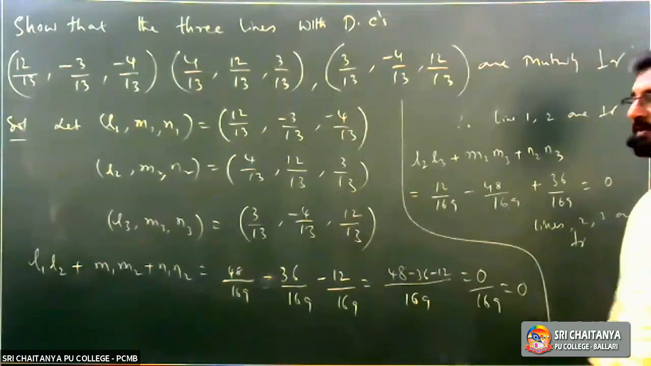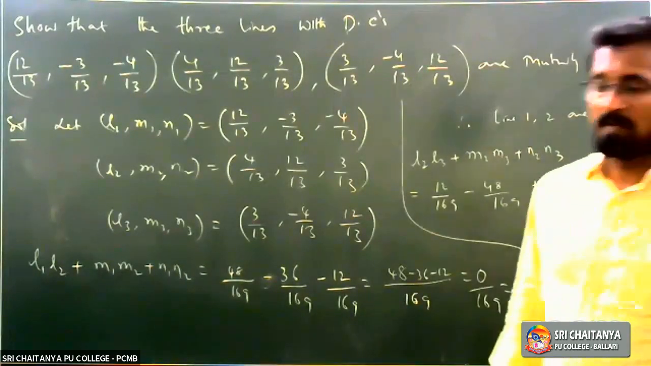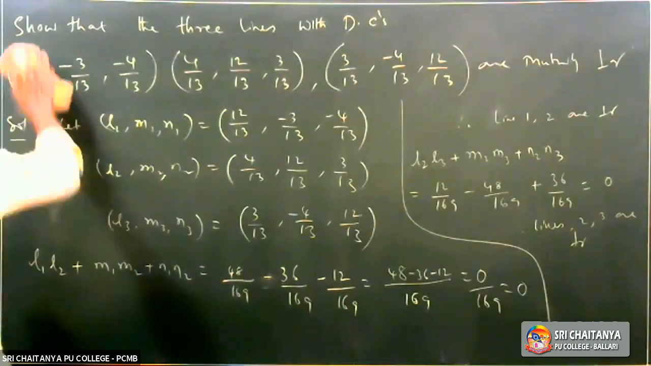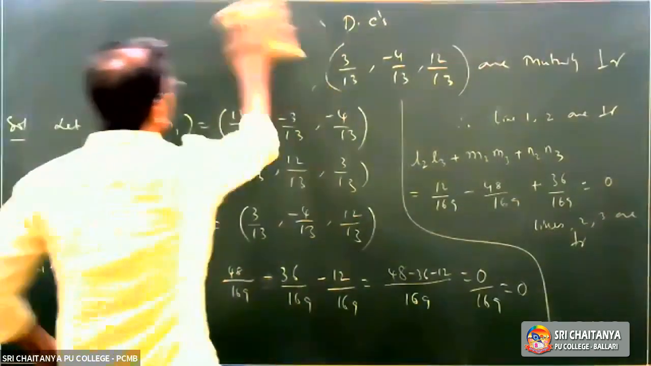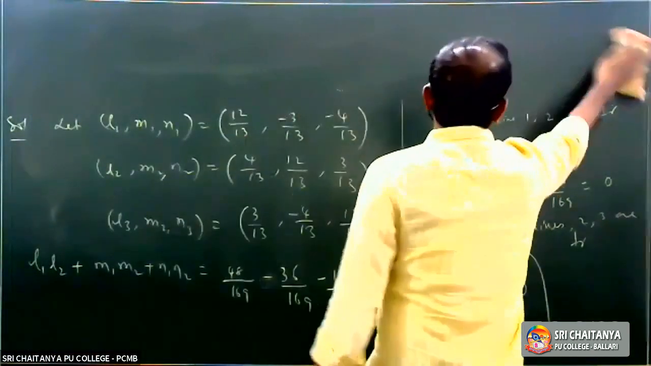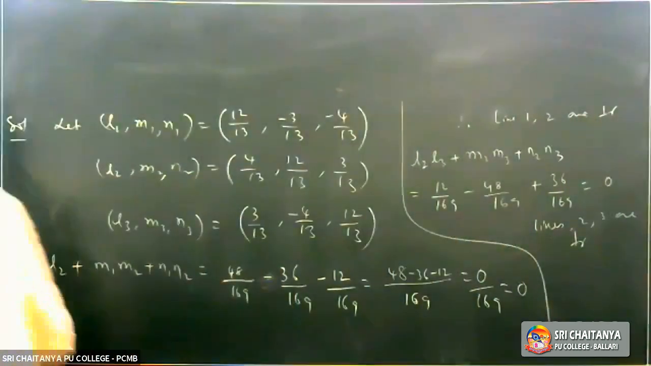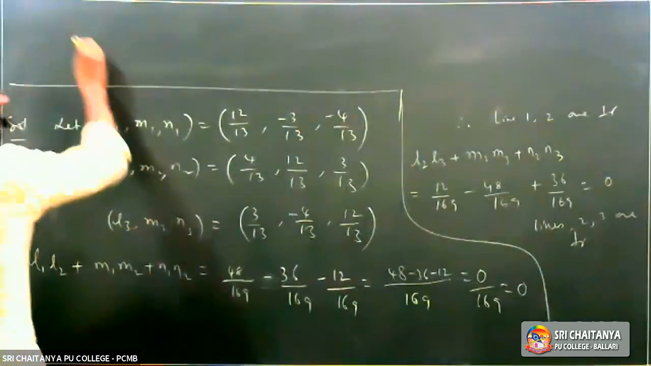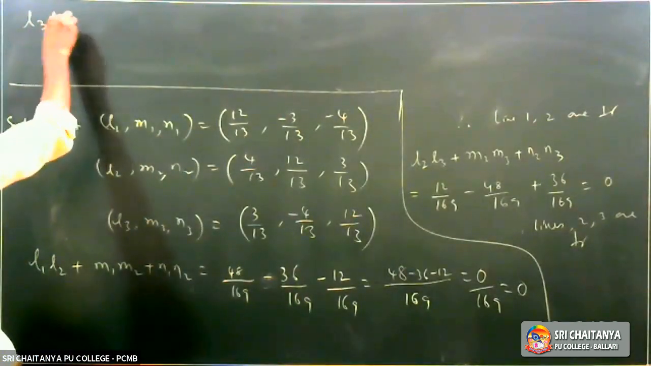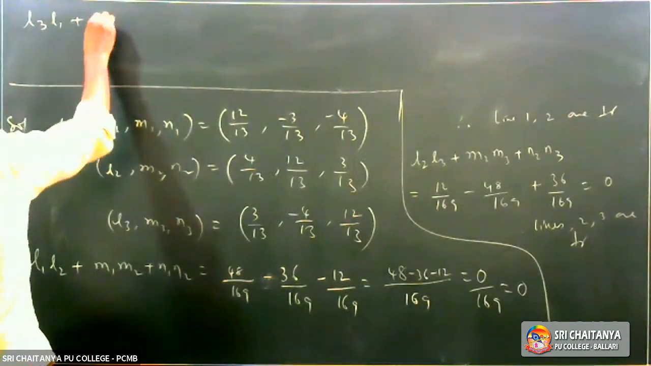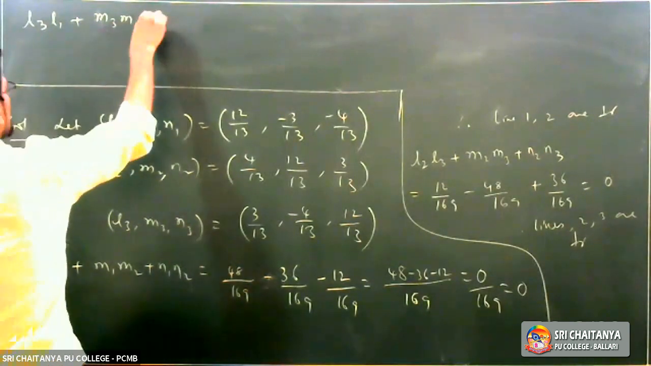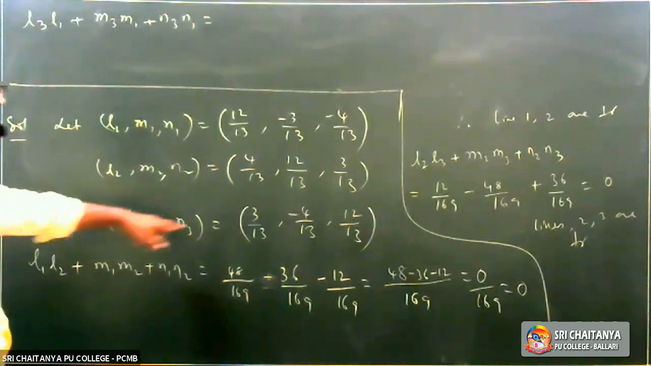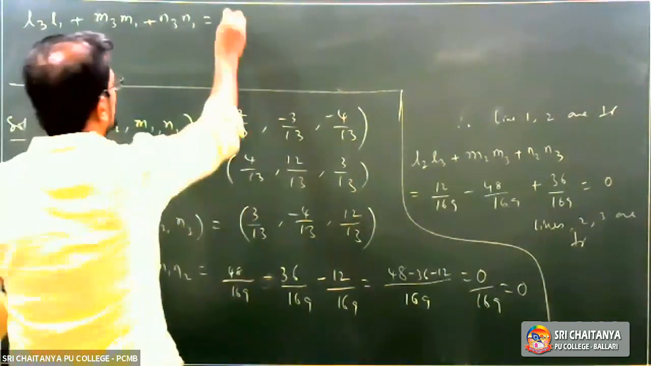You copy up to this one. I am going to repeat the next. Otherwise, I am going to write here. You just observe once. I hope you wrote the question. Okay. Now I am going to do the third part here itself. L3 L1 plus M3 M1 plus N3 N1 value is equal to L3 L1 means 36 by 169.